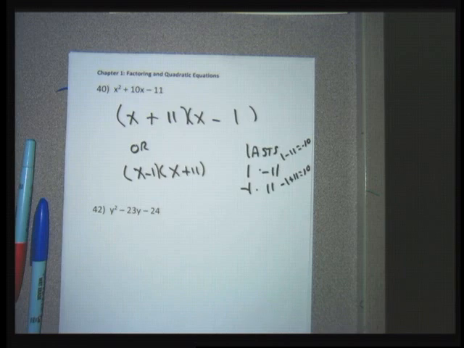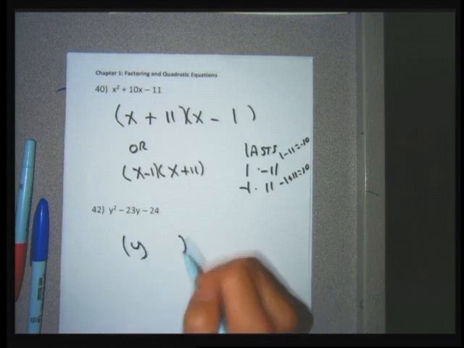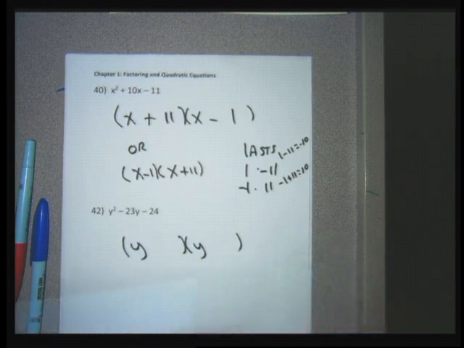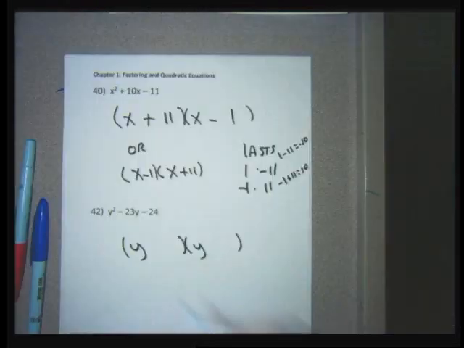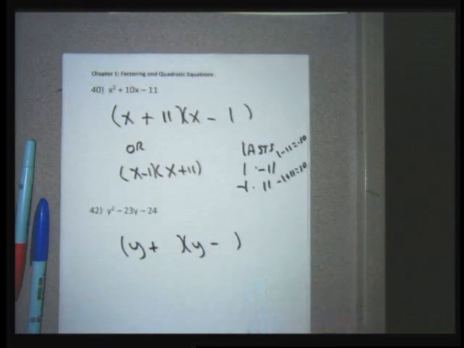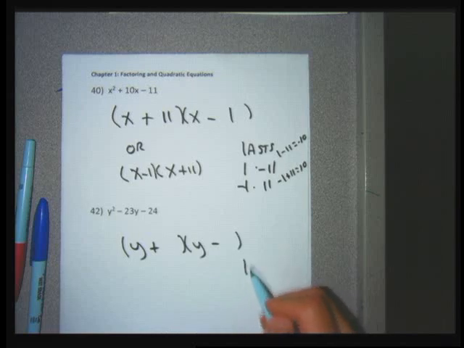42, no common factor, no bottoms up, because I don't see a number in front of the square term. Firsts are a couple of y's. This is the last thing on my template. Signs are plus and minus. Now I'll start working on my lasts.